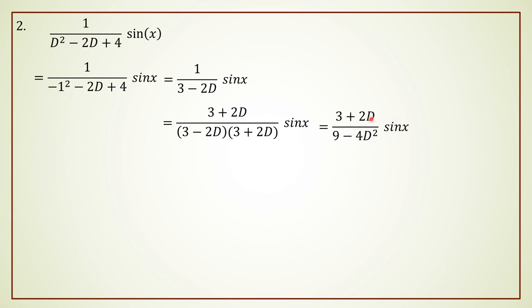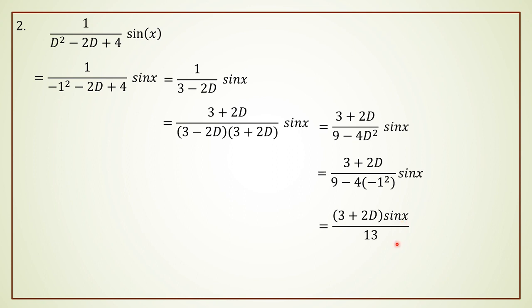So what does the rule say? The rule says that you can replace D square by minus a square. Observe that the denominator consists of only a D square term, so I am going to replace D square by minus a square, that is minus 1 square. So the equation becomes 3 plus 2D divided by 9 minus 4 into D square replaced by minus 1 square, so 3 plus 2D acting on sin x divided by 9 plus 4, that is nothing but 13. What is 3 plus 2D of sin x?